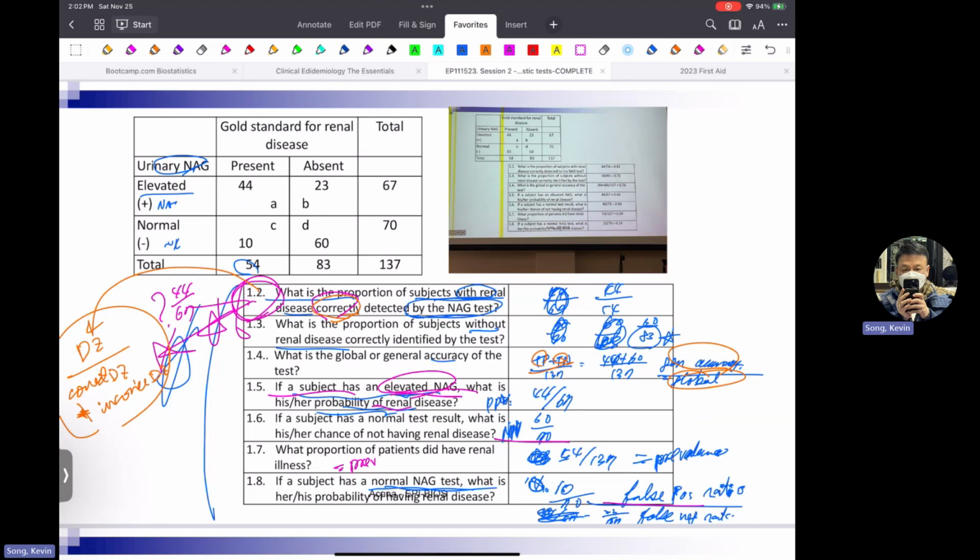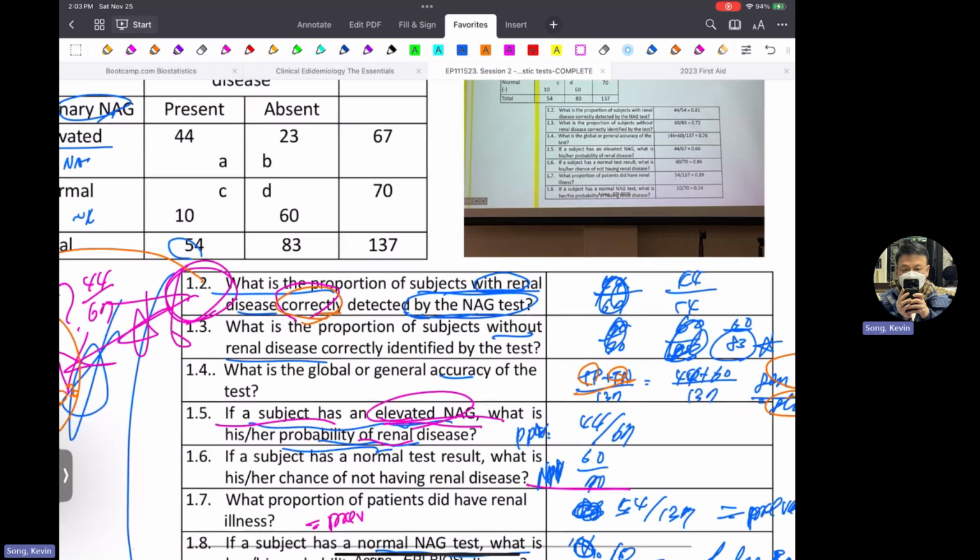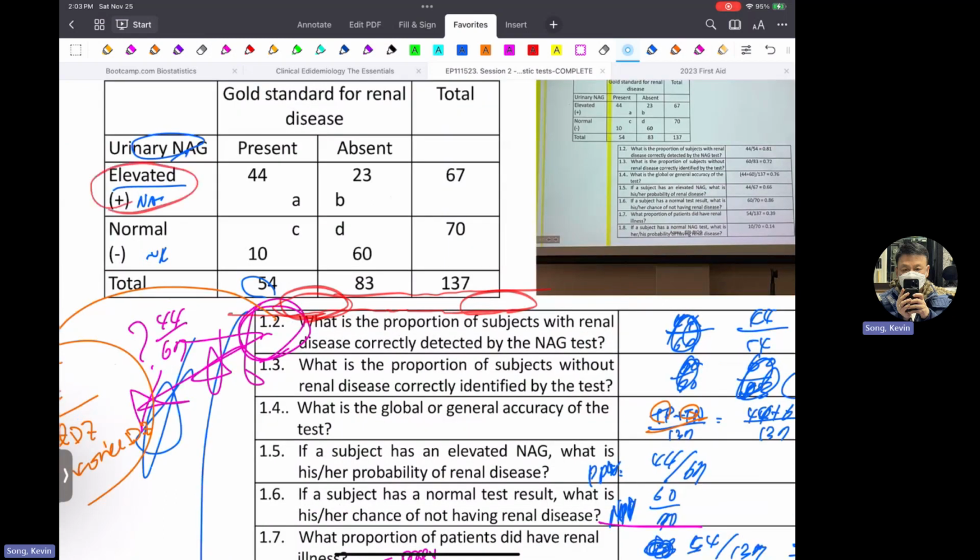Okay, so let's go to the next page, and we're going to define what each of these statistic measures for diagnosis means. What's the proportion of subjects with renal disease correctly detected by the NAC test? There is a positive test and a negative test, right? And then correctly detected by the NAC test.